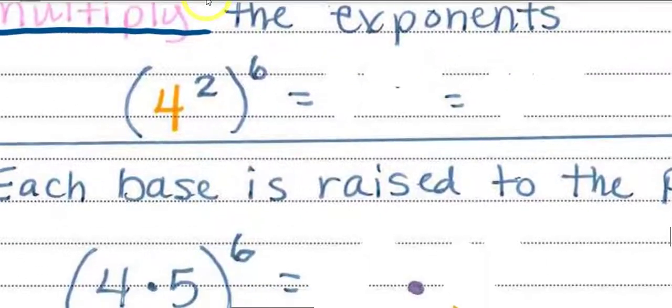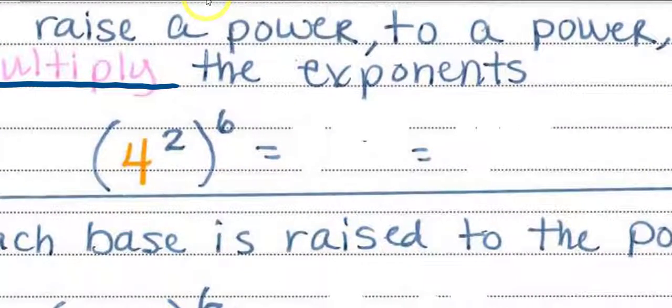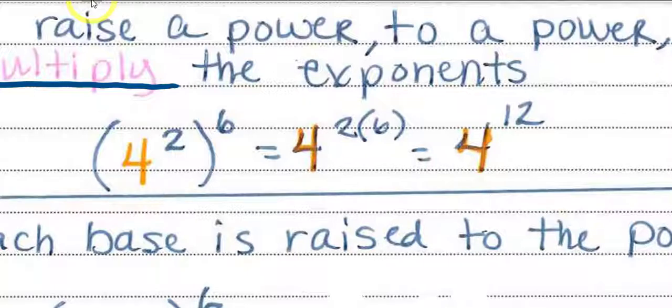So here's my example. I have 4 squared, and that entire expression, 4 to the power of 2, is being raised to the power of 6. So if you look there, we actually have two exponents. One inside the parentheses, one outside the parentheses. And so what we do there is multiply. We keep our base the same, and then you multiply the two exponents. 2 times 6 gives us 4 to the 12.